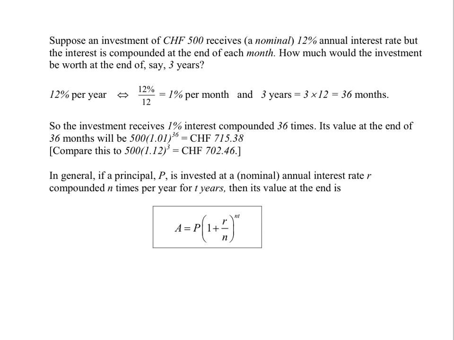We'd be adding interest 36 times. In other words, we'd have to be multiplying by 1.01 36 times. So our equation would be 500 times 1.01 to the power of 36. Notice that gives you a value that's slightly more than the value that we got before.